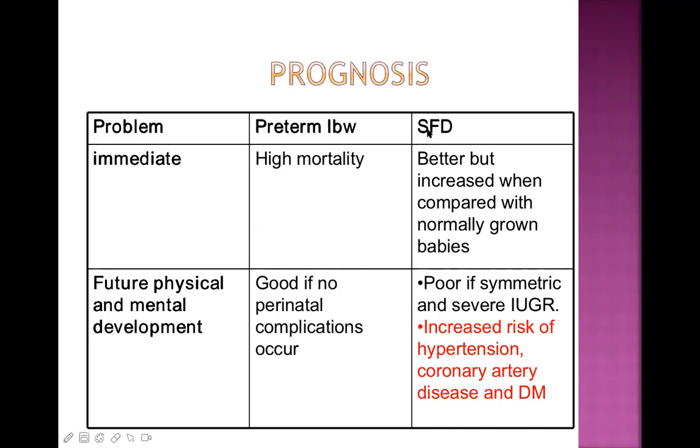Now, regarding small for date, this is another term for small for gestational age. The outcome is better, but problems are increased when compared with normally grown babies. Now, what happens regarding the future physical and mental development? In preterm low birth weight babies, it is good if no perinatal complications occur. But in small for gestational age babies, it is poor if symmetrical IUGR and severe IUGR, because they have been affected from the first trimester itself. They are already very small regarding everything. But if they are asymmetrical IUGR, there is increased risk of hypertension, coronary artery disease, and diabetes mellitus type 2. So we have already talked about this.